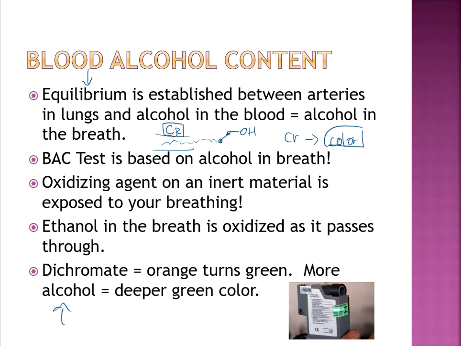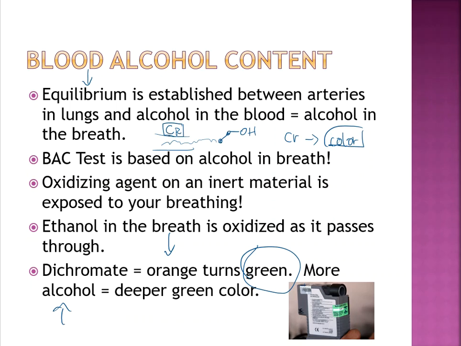Because of that, chromium starts off orange. As the alcohol gets pumped in, it reacts with the chromium. The chromium changes the charge because of the oxidation reaction. Oxidation, right? I told you it had something to do with electrons. And because it changes the charge, it goes from orange to green. And the instrument that they hold in their hand measures the green color. That's how some of the older blood alcohol breathalyzers worked. That green color was measured.